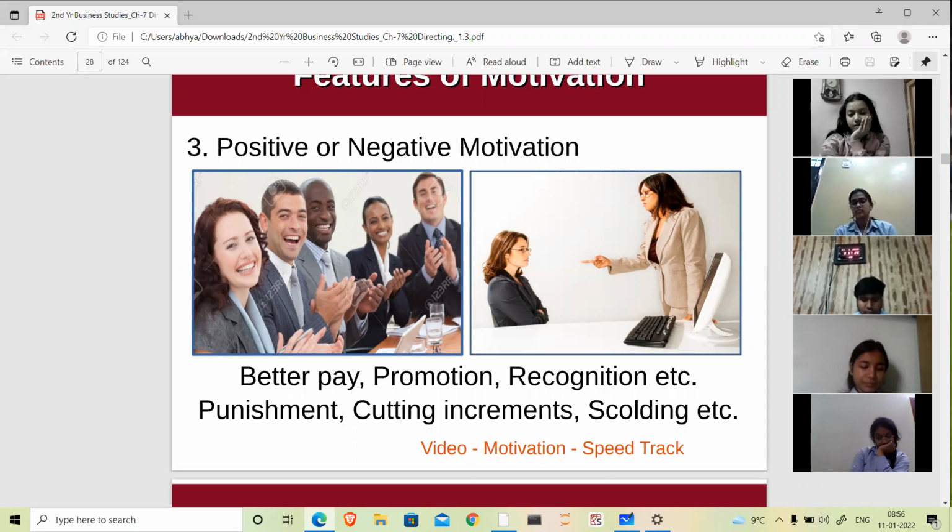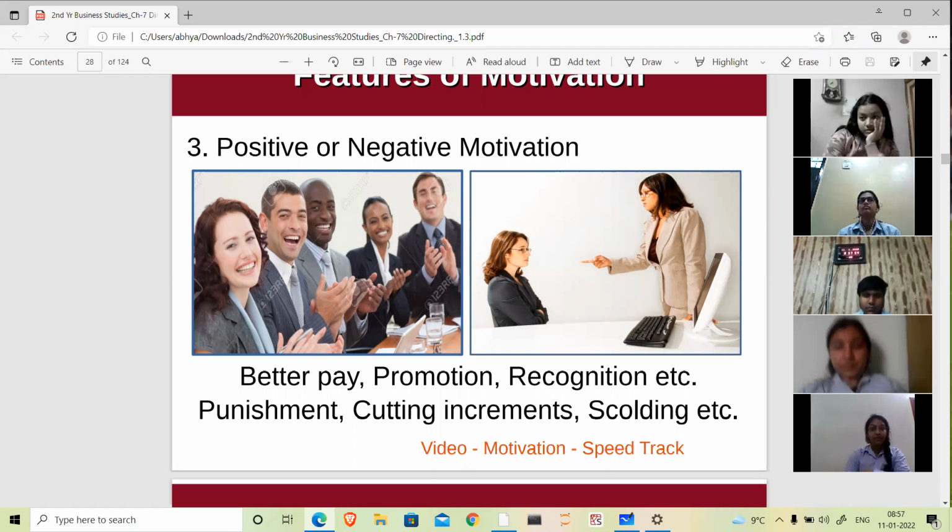Negative motivation may be scolding in front of others, demotion, firing from the job, transfers. So these can be the fines and penalties, cutting increments, giving any type of punishment. So these can be the examples of negative motivation. Because sometimes some people are there who want positive motivation and some are there who are enforced, who are stimulated only by negative motivation.